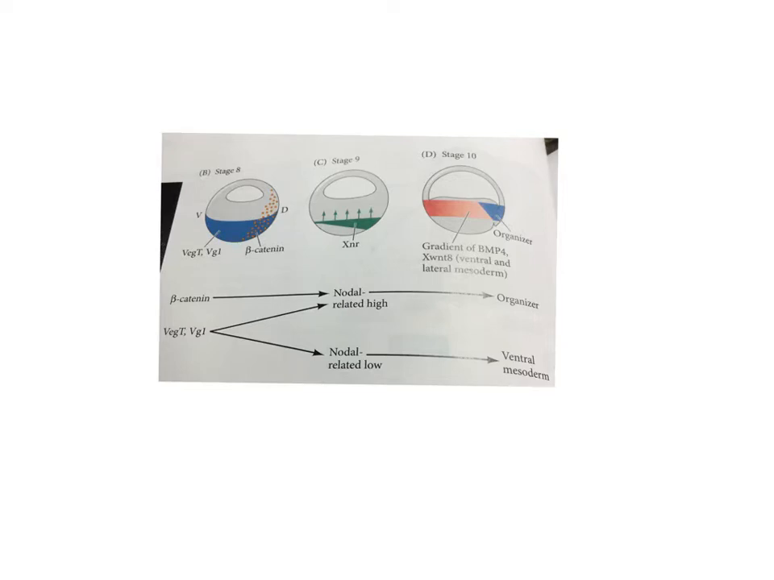If an area has high VegT and Vg1 concentration but no beta-catenin, then it will have low Nodal-related expression, and will subsequently be specified into ventral and lateral mesoderm. If an area has high VegT and Vg1 concentration in addition to high beta-catenin, then these factors activate Xenopus Nodal-related genes, and will subsequently specify into the organizer.